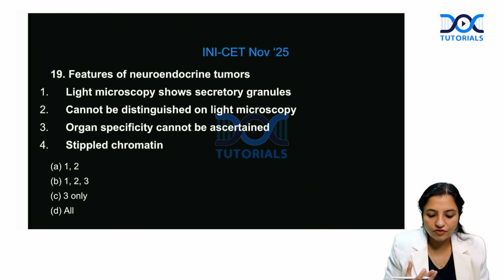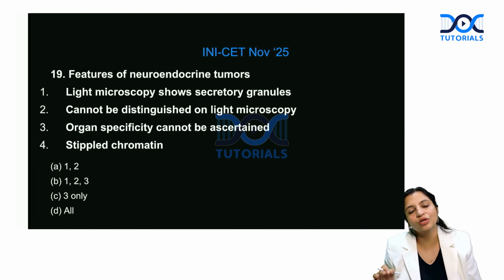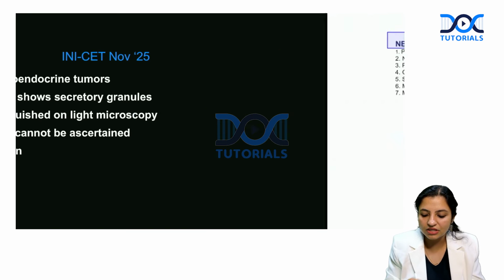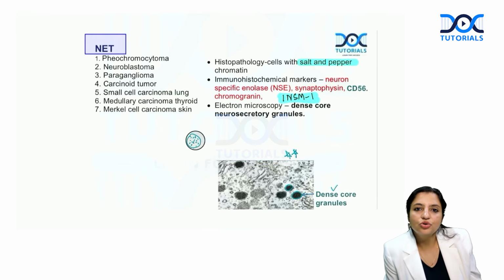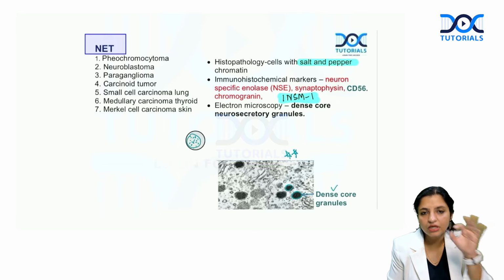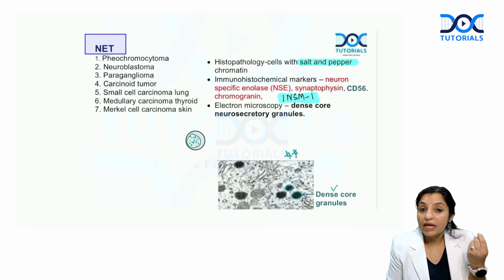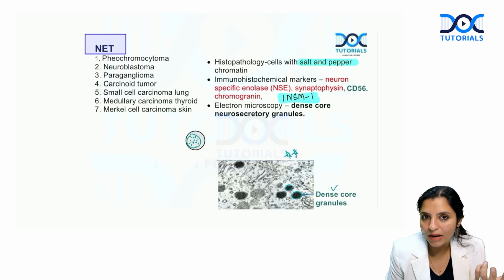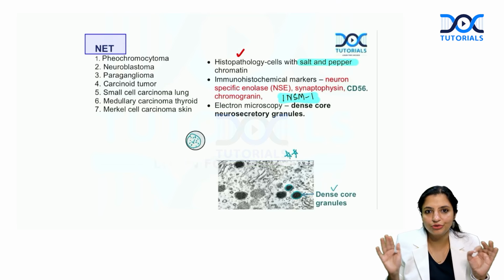So, what are the features of the neuroendocrine tumor? Whenever we talk about neuroendocrine tumors, they have subtle features which you should remember. This is again a snapshot from the video and the workbook itself. So, neuroendocrine tumors typically have a very classical microscopy: they all have stippled chromatin or salt and pepper chromatin. So that chromatin is very typical for all neuroendocrine tumors.